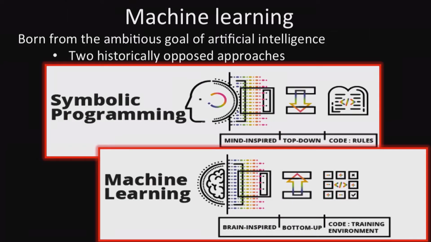So machine learning, right? As a field, it was born from the ambitious goal of artificial intelligence. It's not new. It was there from the 1950s, 1960s. To begin with, there were two historically different approaches. First being symbolic programming, which was pretty mainstream in the 1950s, 60s, where it is sort of mind-inspired.